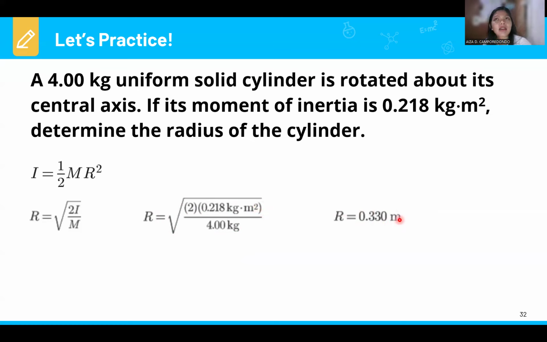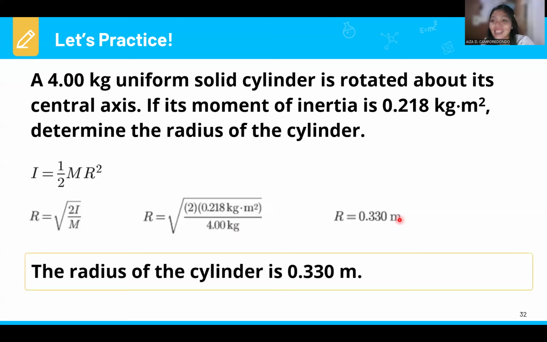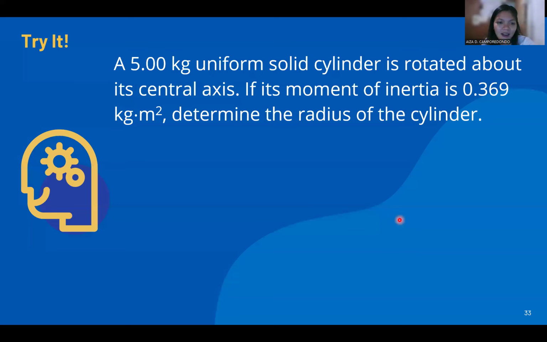Okay, I hope that you are still with me. Then we can conclude that the radius of the cylinder is equal to 0.330 meter. So let's make it simple and try another problem with the solid cylinder.